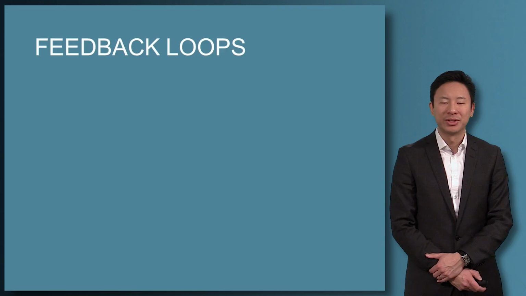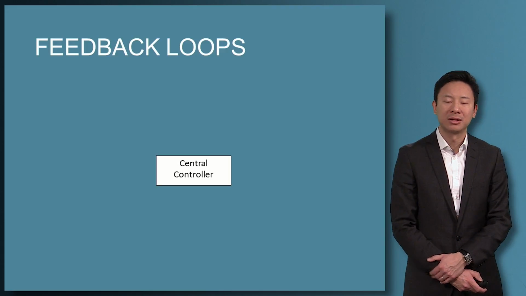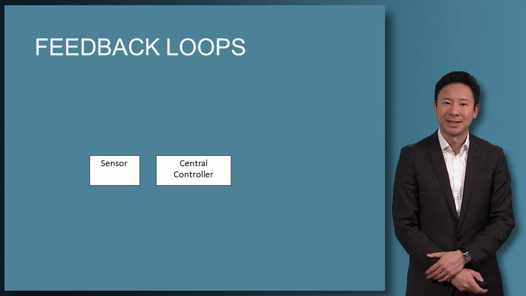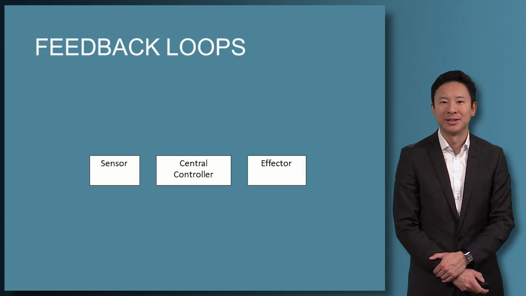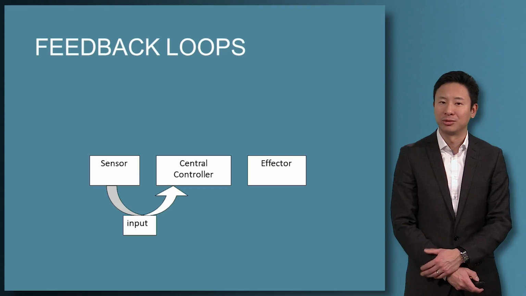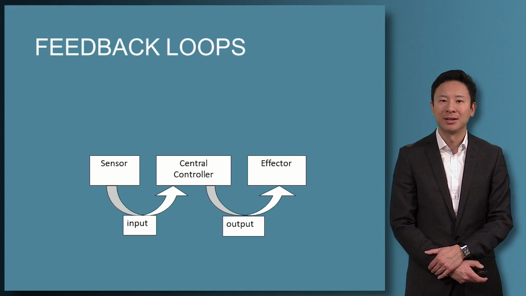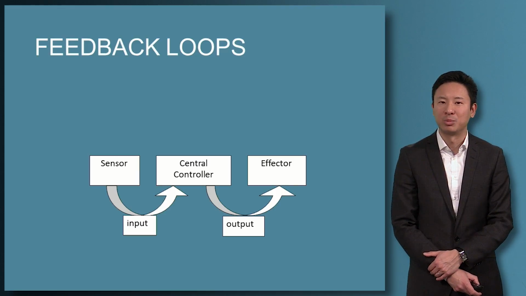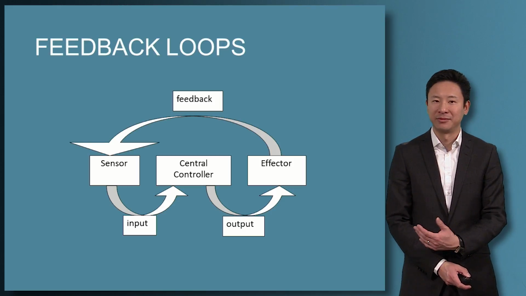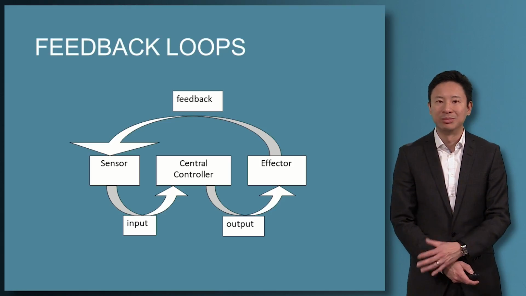In terms of feedback loops, they have three critical pieces. The first piece is the central controller. The second component of a feedback loop is the sensor, and the third component is the effector. The sensor provides input to the central controller, and the central controller then takes that input and processes it and leads to an output to an effector. The effector then provides some feedback back to the sensor, completing the loop.